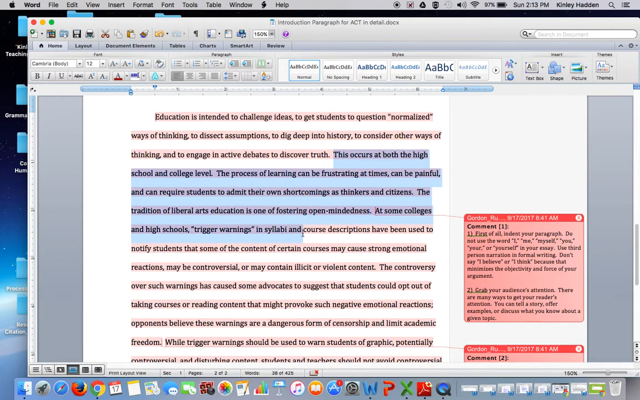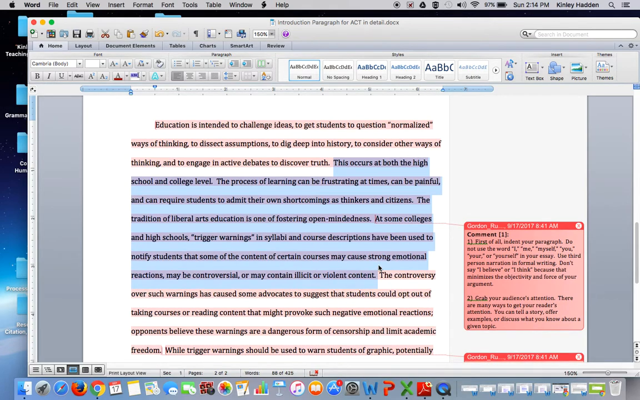Then, from here to here, this is my background information. I've defined what trigger warnings are. I've given a basic idea of when they might be used. So I've entered the conversation, and now my reader knows or has an idea of what is at stake.